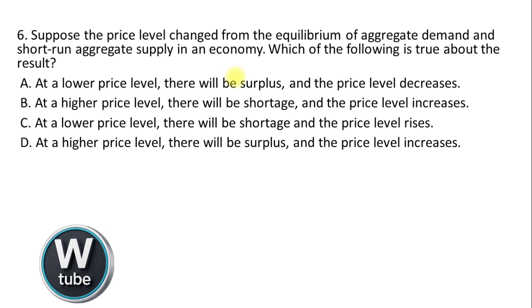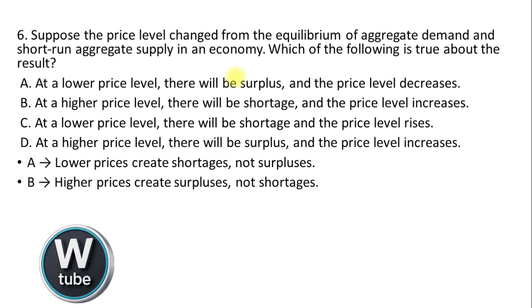Lower prices create shortage, not surplus. But A says that at a lower price level, there will be surplus. So A is not the answer. At higher prices, surpluses are created, not shortages. So B is not the answer. Surplus causes prices to fall, not to rise. So D is not the answer. As a result, C is the correct answer.